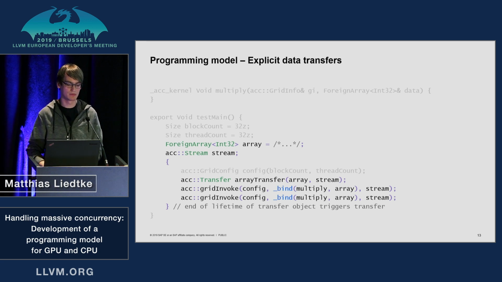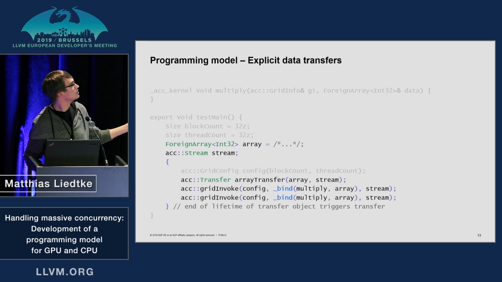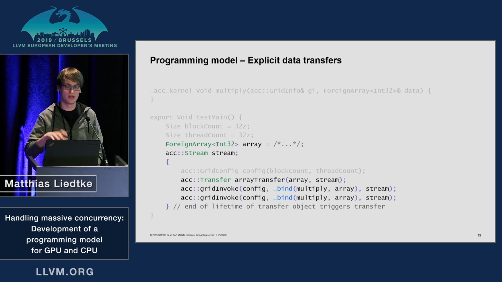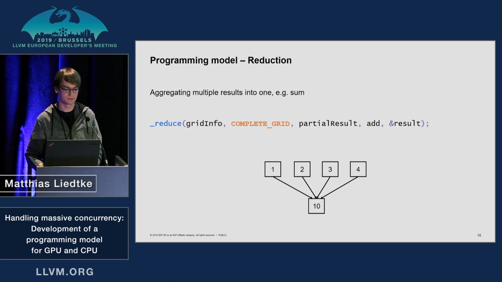So there we have some kind of more sophisticated data transfers, and it's also possible to extend this. For example, if you just want to fill an array with data, you don't have to copy it to the GPU, obviously. So you can also add more context information to that transfer object.